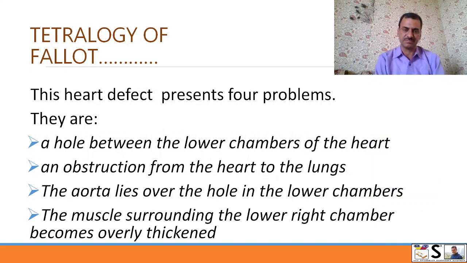This heart defect presents with four problems. These are a hole between the lower chambers of the heart, that is between the ventricles, an obstruction from the heart to the lungs, meaning the blood is not flowing properly from the right ventricle to the lungs, the aorta lies over the hole of the lower chambers, and the muscles surrounding the lower right chamber become overly thickened.